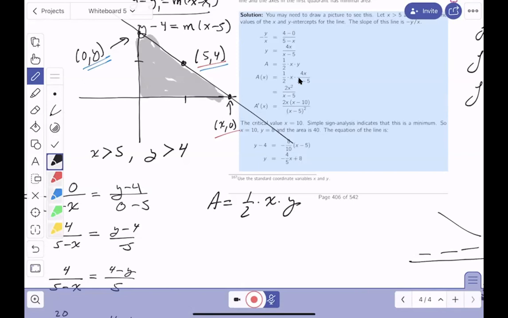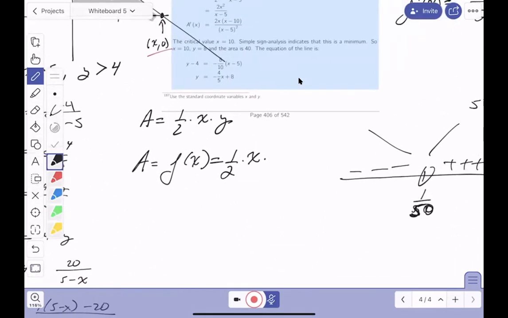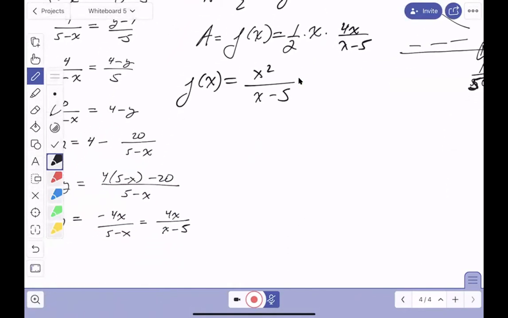Well, you know what? I'm glad I found out what Y was, because now I can get area as a function of X. It's 1/2 times X times Y. And what was Y? 4X over X minus 5. I'm going to simplify this. That's going to give me X squared on top. 2 goes into 4 twice, X times X squared, and X minus 5 on the bottom. All right. Let me keep going. And again, it's work. We know it's work. We want you to do the work, and we want you to show work.